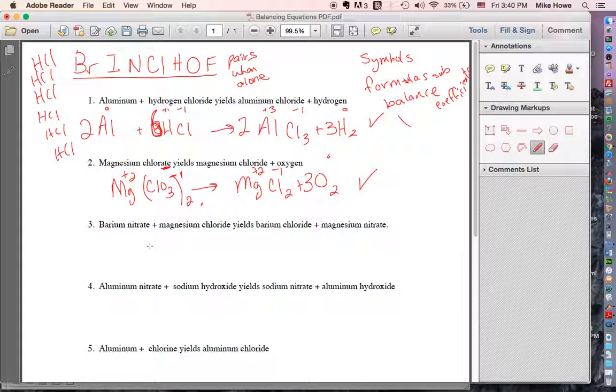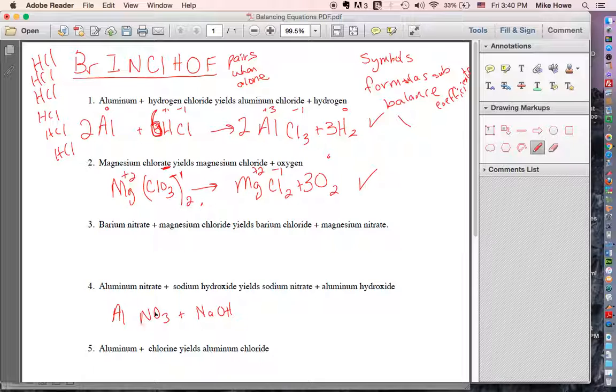I'm going to skip number 3. Number 3 turns out to be balanced pretty easily if you just write the formulas correctly. You don't have to do anything else. But this one requires coefficients, so I'm going to go ahead and do it. So aluminum nitrate, we'd have Al. Then we'd write nitrate down, NO3. Sodium hydroxide to be Na and OH.